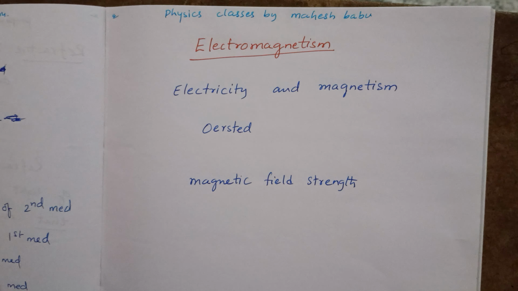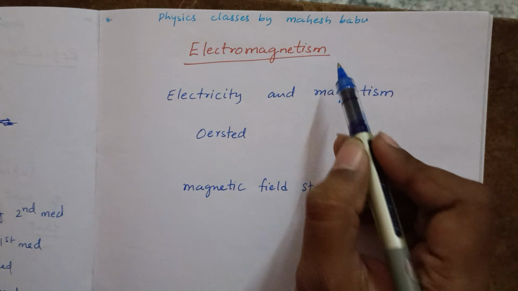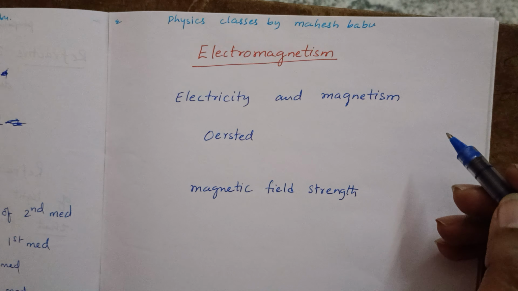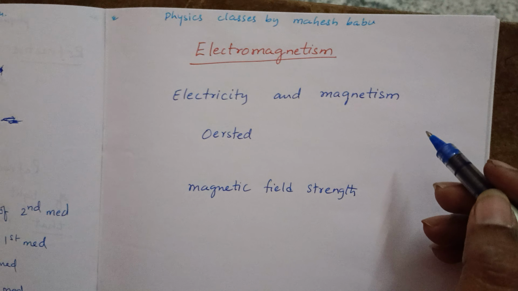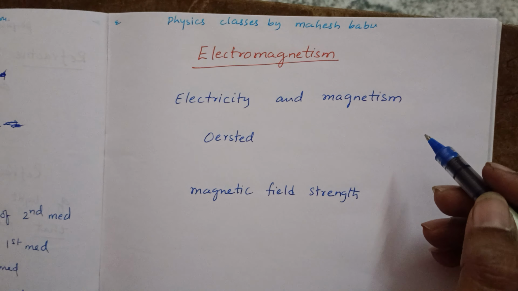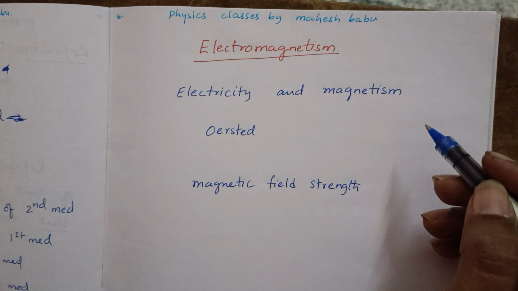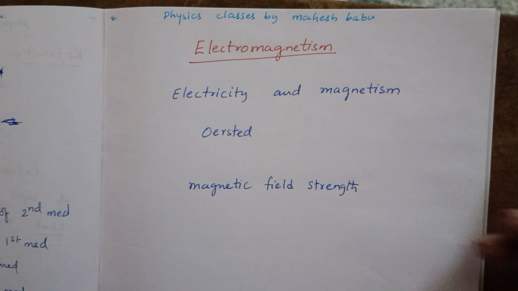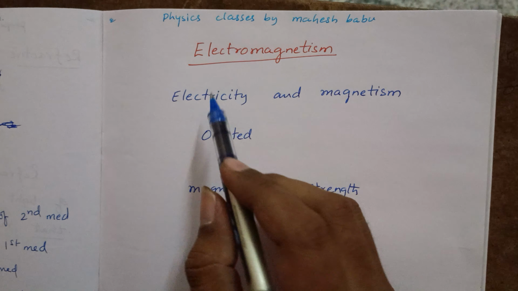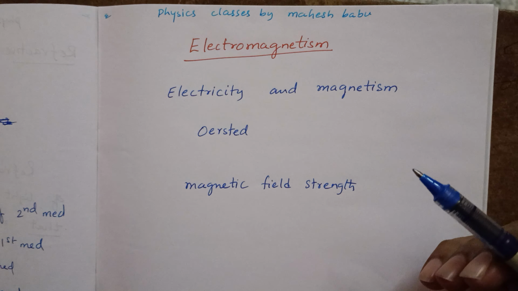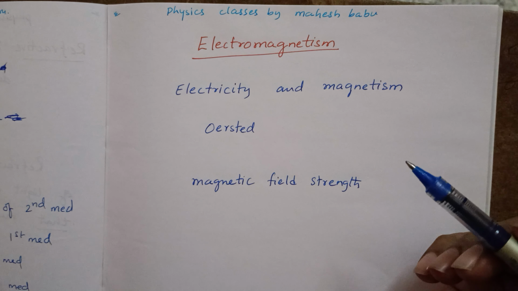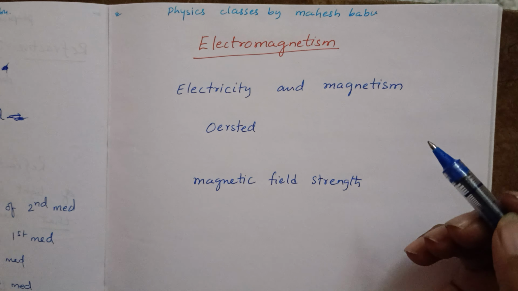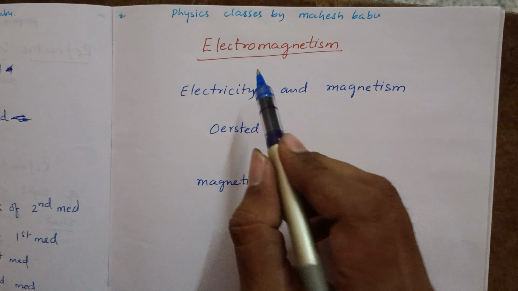Today we'll discuss the chapter electromagnetism. Previously we discussed the lesson on electric current. After that, we are going to discuss electromagnetism. If anybody didn't see the electric current lesson, you can see it; I'll share that link in the description. Now, electromagnetism.